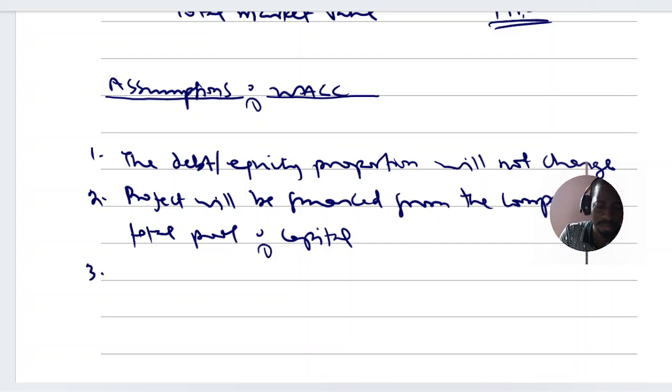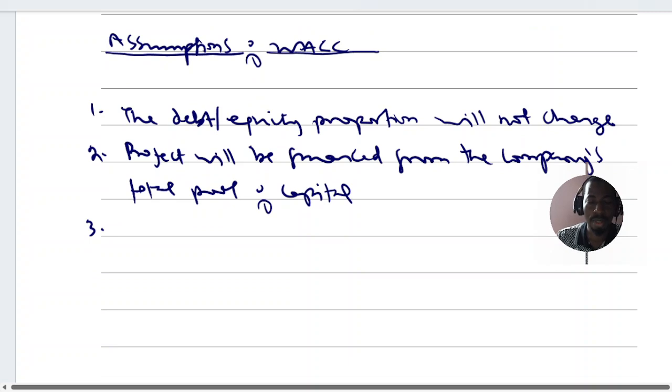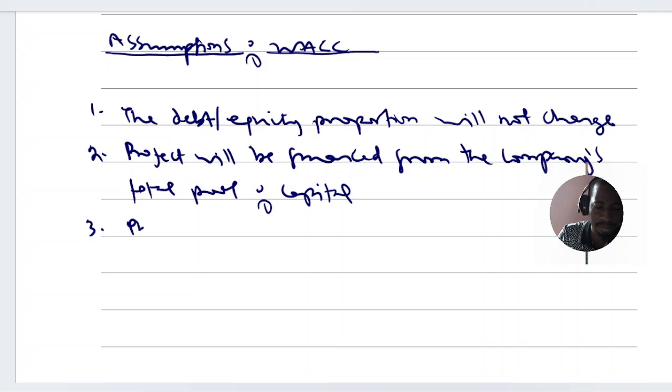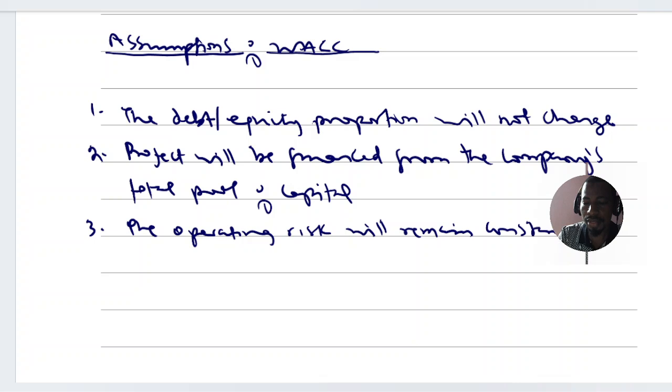Then number three, the operating risk will remain constant. Another assumption is that operating risk will remain constant. That is, the risk associated with the variability of the company's cash flow will not change. Okay, the risk will not change. All right, so that's that.